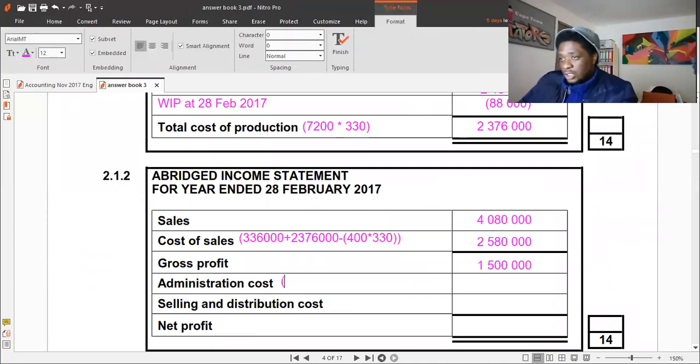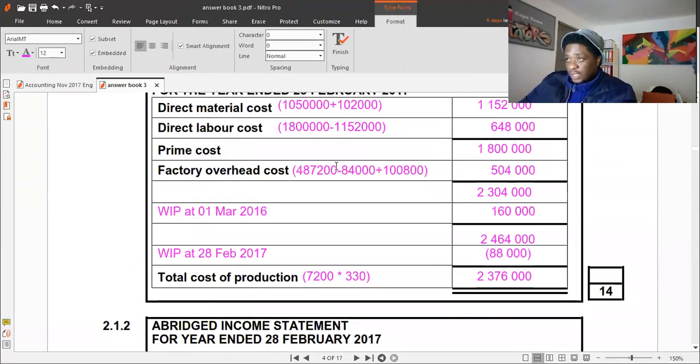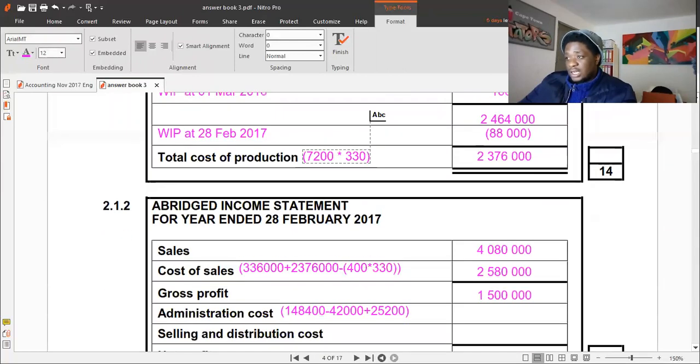So the administration cost would be 148,400, and then you'd subtract the 42,000, and then you would add the 25,200. Similar to what we did when we were doing those factory overheads, because we subtracted the 84,000 and added the 100,800. And then the total you would get would be 131,600, and this should be in brackets.